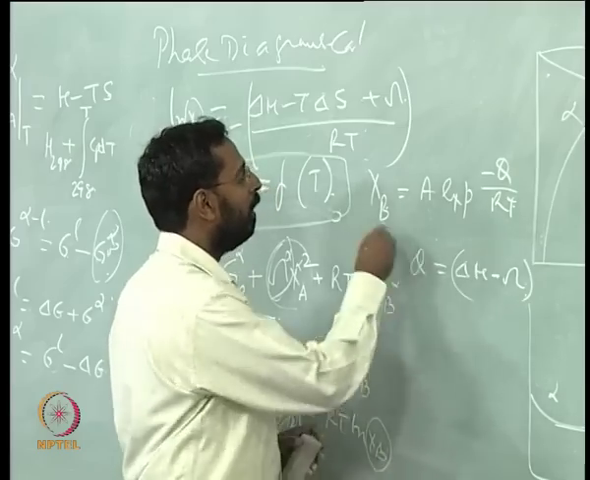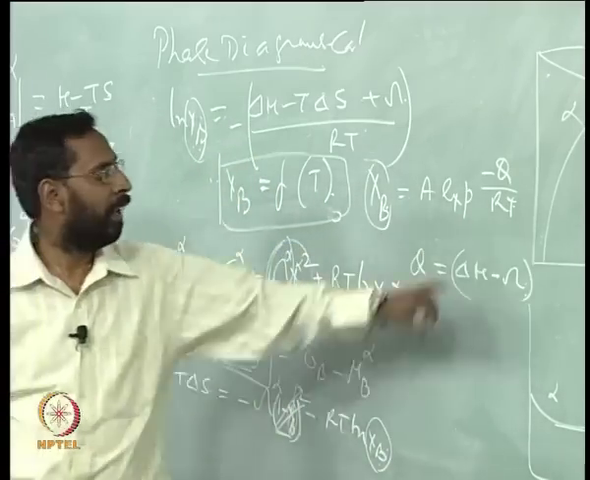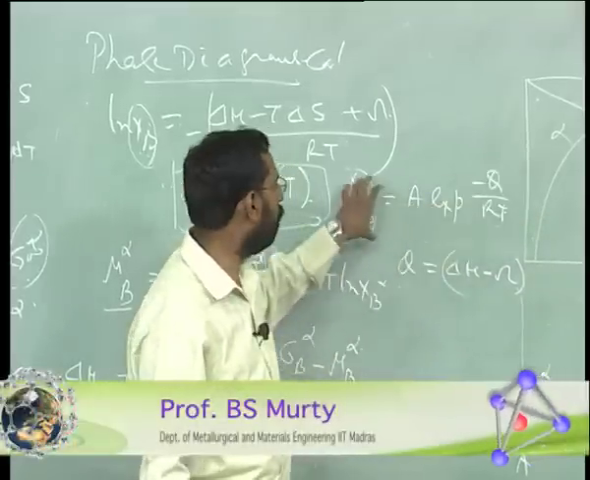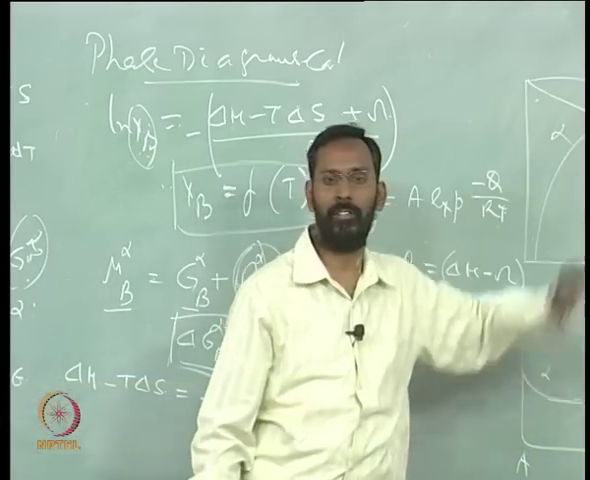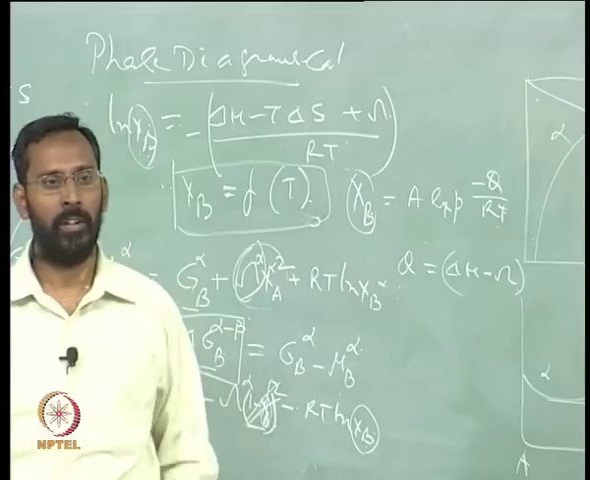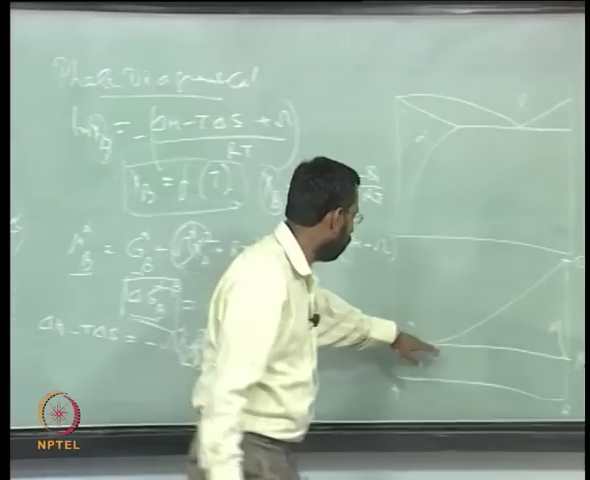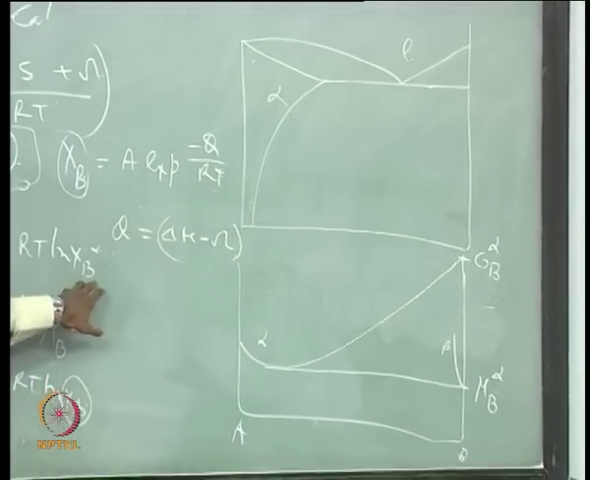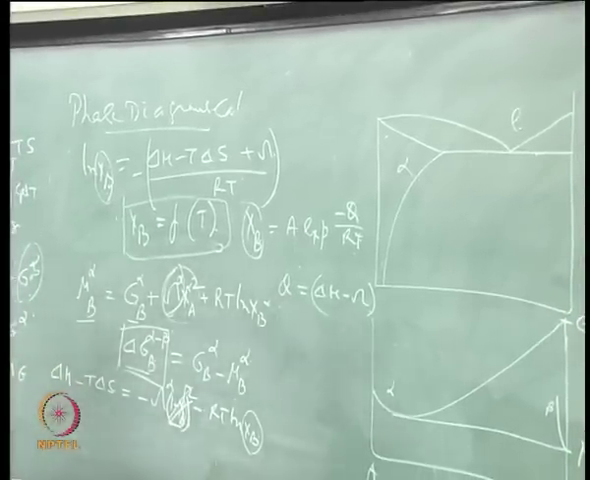So you will see that the xb is a function of the temperature. The higher the temperature, the smaller this value. So that means the solubility increases. So how solubility changes as a function of temperature can be easily seen from this kind of an expression. So we can do all these calculations just by knowing what is the chemical potential at a given temperature and writing a chemical potential equation and finding out how the composition changes as a function of temperature.